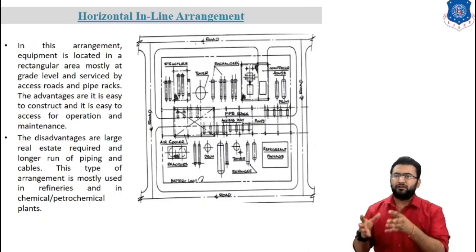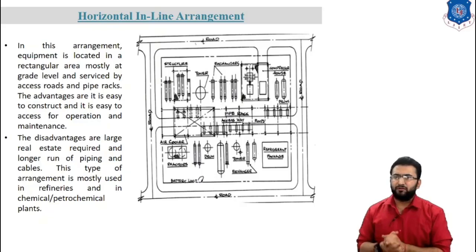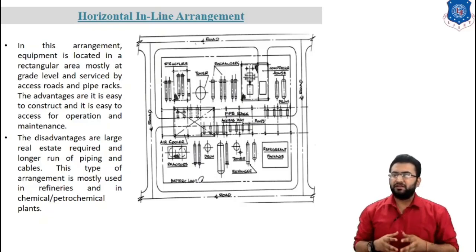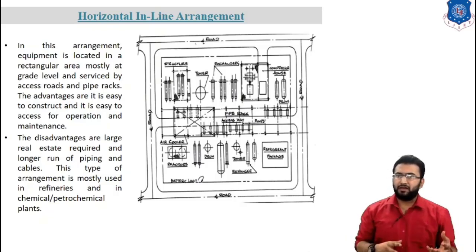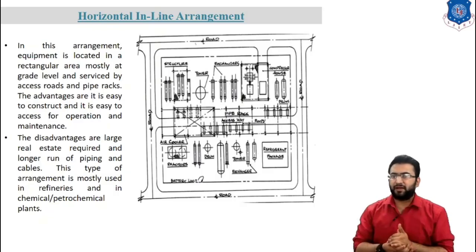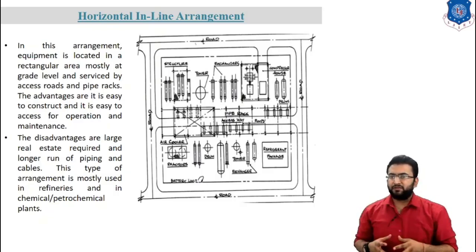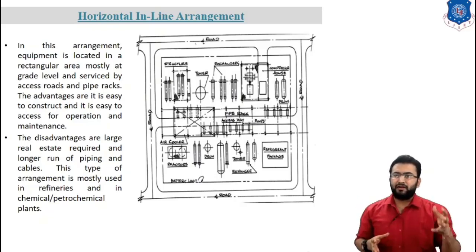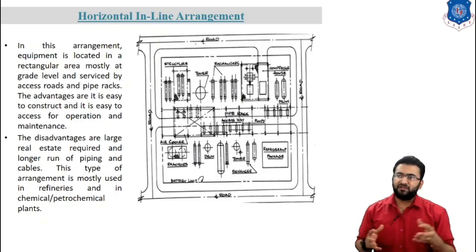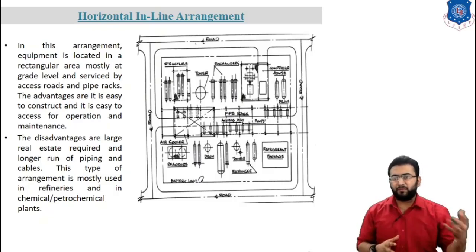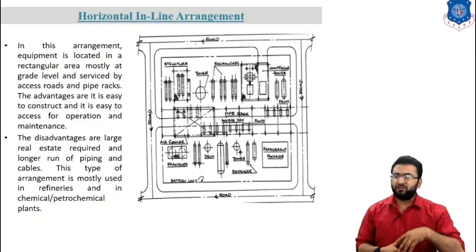Now let's talk about horizontal plant layout and vertical plant layout. Let's first talk about the horizontal plant layout. In this type of arrangement, equipment is located in a rectangular area, mostly at grade level, and serviced by the access road and pipe rack. The advantage of this arrangement is that it is easy to construct and easy to access for operation and maintenance. The disadvantage of this type of layout is that a large amount of area is required and longer runs for the pipe and cables are required. This type of arrangement is mostly used in refineries, and chemical and petrochemical plants. So this is all about the horizontal inline arrangement.